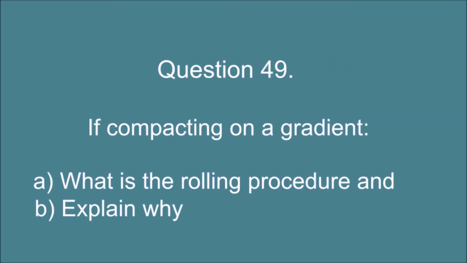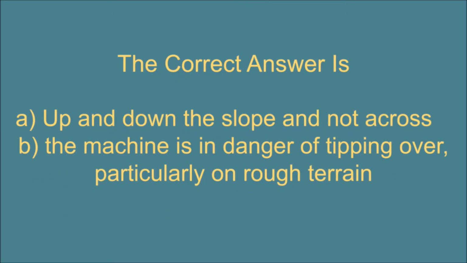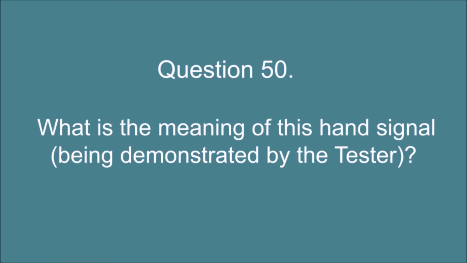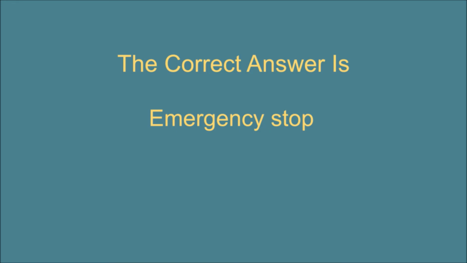Question 49. If compacting on a gradient, A. What is the rolling procedure, and B. Explain why? The correct answer is A. Up and down the slope and not across, and B. The machine is in danger of tipping over, particularly on rough terrain. Question 50. What is the meaning of this hand signal, being demonstrated by the tester? The correct answer is emergency stop.